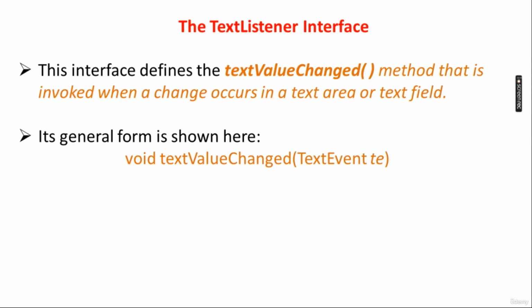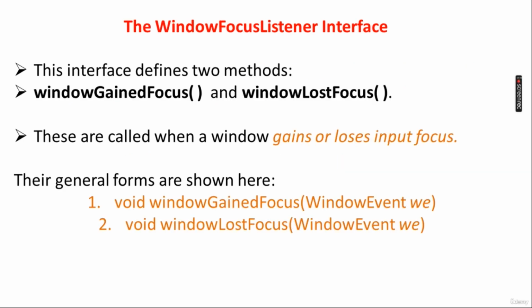The textValueChanged method is called when you change the value inside that particular area. The format is void textValueChanged(TextEvent te). Okay, WindowFocusListener interface. This has two methods: windowGainedFocus and windowLostFocus.